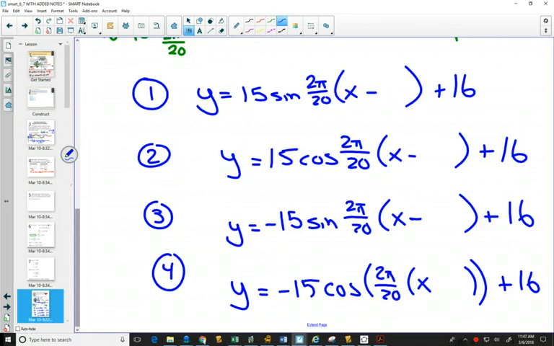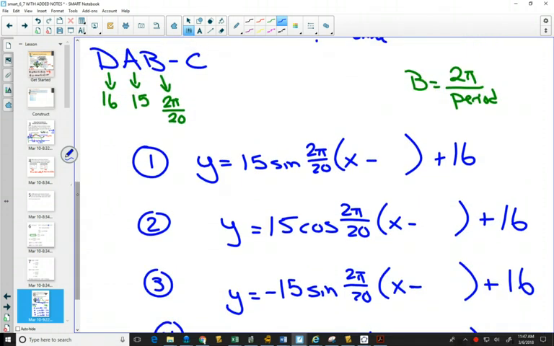The reason I wanted to show you all four of these at once is because when you work backwards from DABC, your amplitude, your center line, and your period which gives you your B value are the same, whether that's a cosine graph, a sine graph, a negative cosine graph, a negative sine graph. The only thing different when you choose to write a sine graph is a starting point.